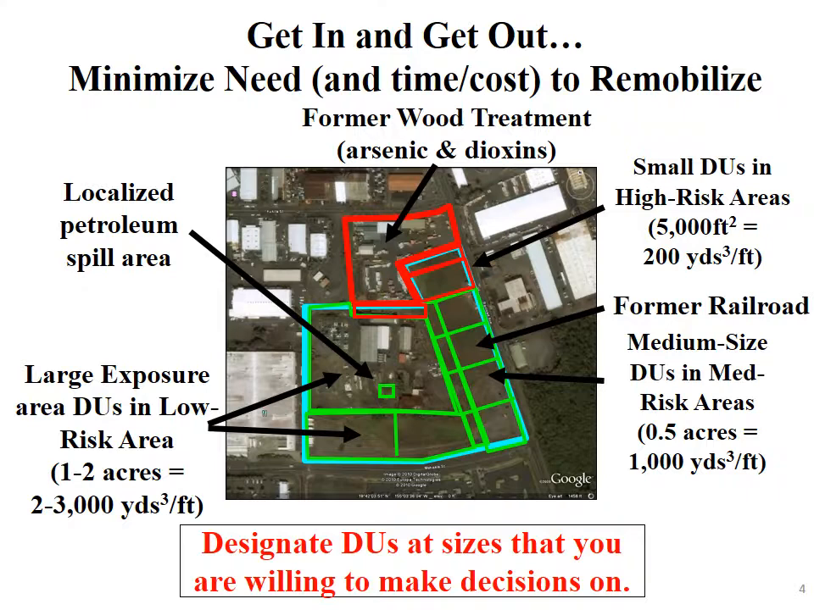Under DUMIS methods, you spend a lot of time up front thinking about the site, visiting the site, talking to people, and designating targeted areas or decision units for characterization. It's important to designate DUs at sizes that you're willing to make a decision on up front. You don't want to designate a decision unit, have it come back contaminated above a screening level, and then decide, well, maybe I should have subdivided that into smaller DUs after all. You want to make these decisions up front rather than having to go back and do it. Sometimes you do have to go back. You get surprised at large decision units that turn out to be contaminated, and you go back and subdivide them just to optimize remediation. Again, you want to avoid this as much as possible.